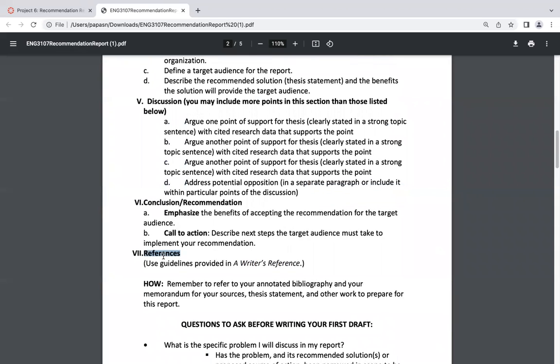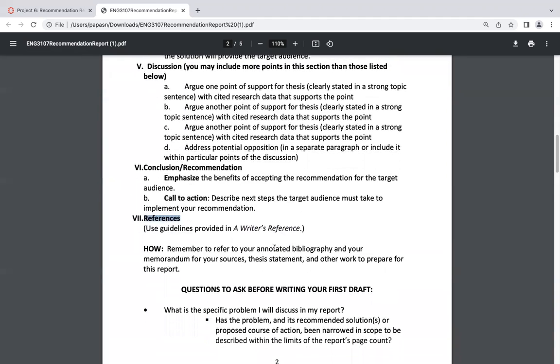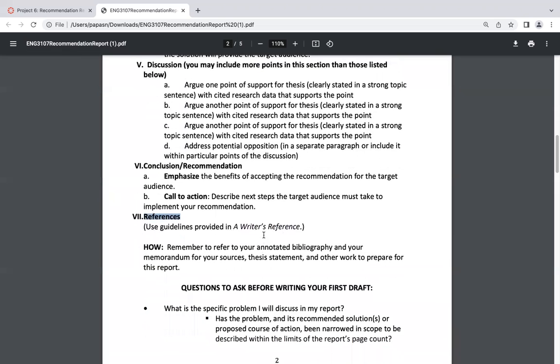And I shouldn't have to say this, but I just will. Make sure you're citing your sources within the text. It's not enough to just put references at the end and have the readers guess what information comes from where. You should be using APA style in-text citations, also called parenthetical citations.